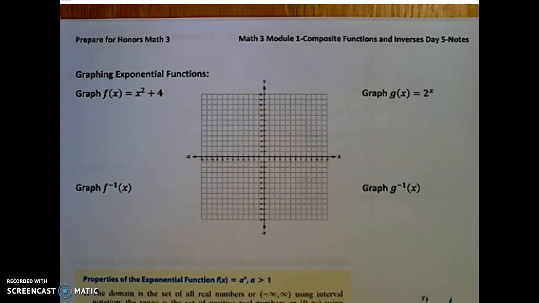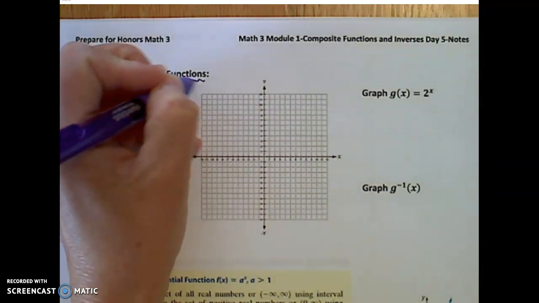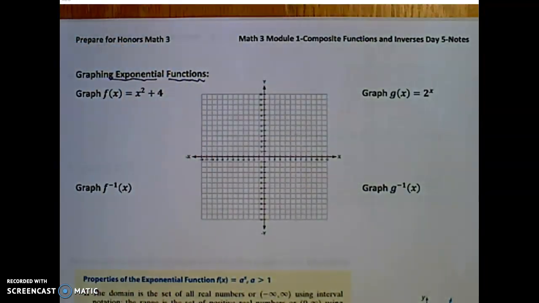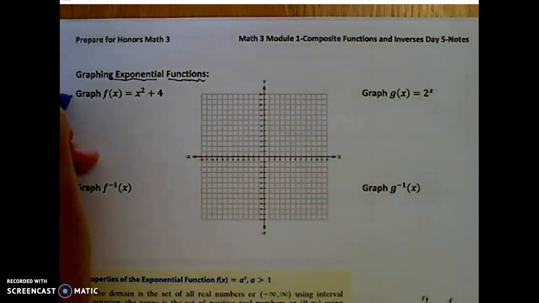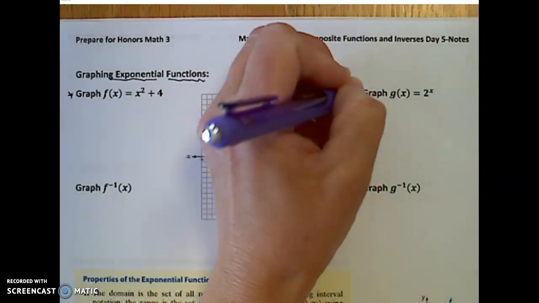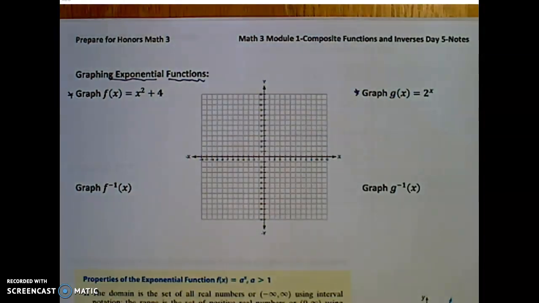Hello, Honors Math 2. As we continue through Honors Math 3, Module 1, we refresh our memory on exponential functions. Let's look at the graph of an exponential function. First of all, imagine the difference between this function f of x and this function g of x. Imagine what those two graphs would look like.